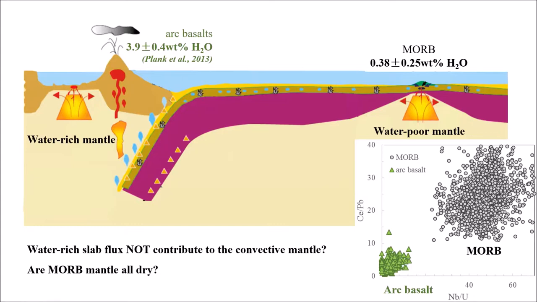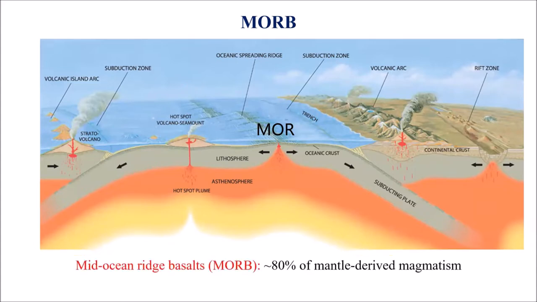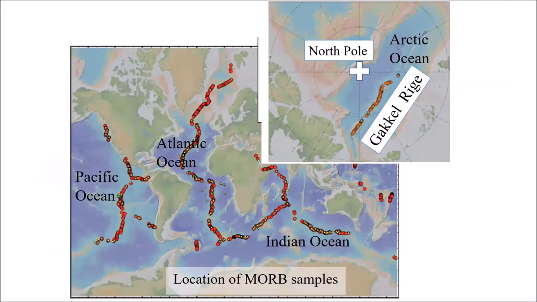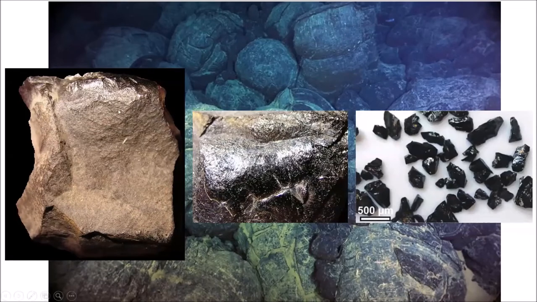But is that true? Is the MORB mantle dry? Well, the best thing about MORB is two things. One, MORB occupies 80% of mantle-derived magmatism on Earth, and they are widely distributed in global oceans, as shown by this figure. Therefore, they are the best targets to examine global asthenospheric conditions. And two, MORB mostly erupts in cold seawater, and normally forms glass during quenching at the margin of the pillow lavas. And this glass, indeed, is the best friend of geochemists, as we could directly measure the water content in this glass using FTIR.